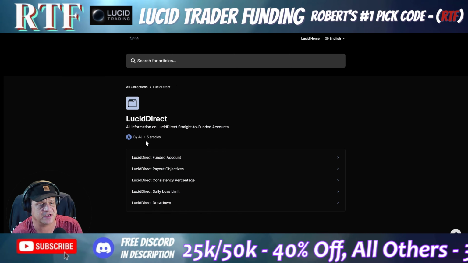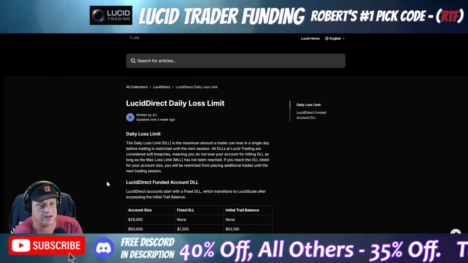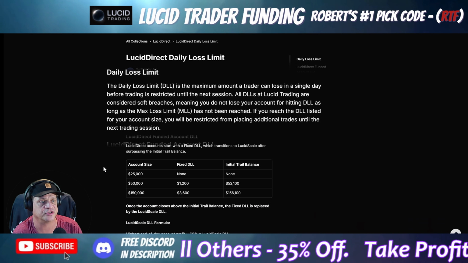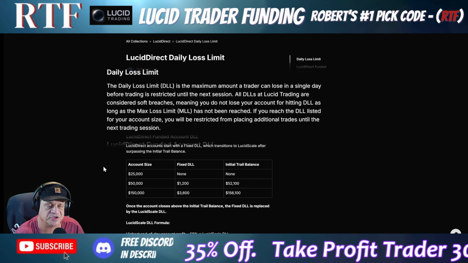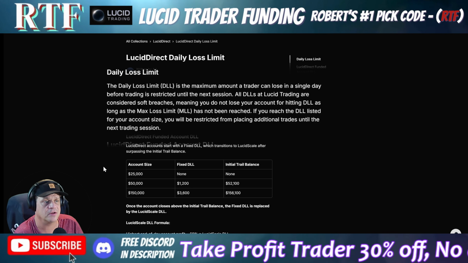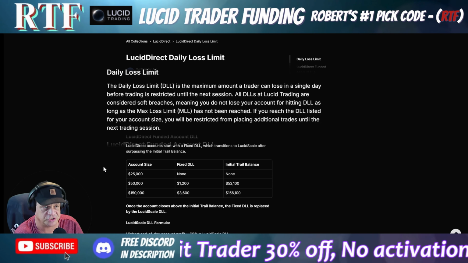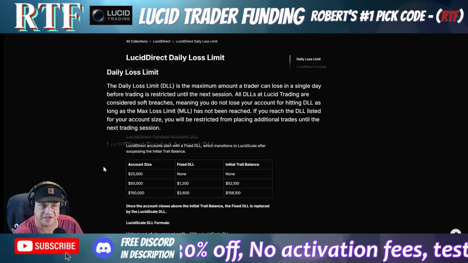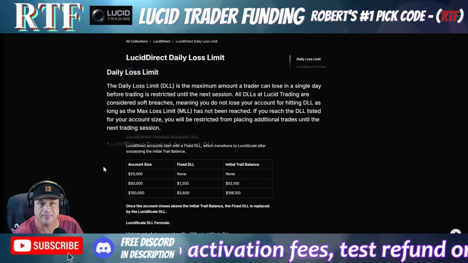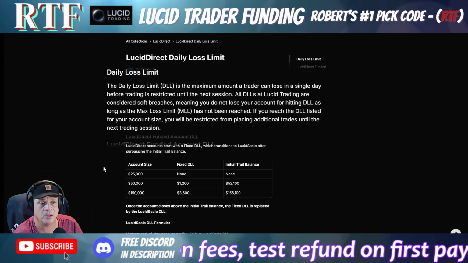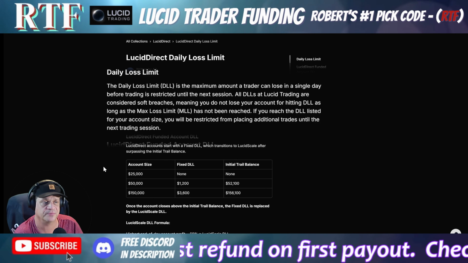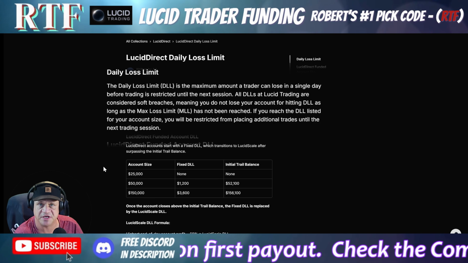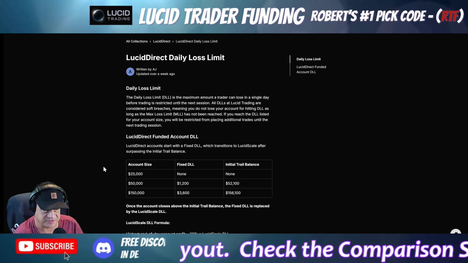And let's look at the next thing here, which is the daily loss limit. The daily loss limit is the maximum amount that a trader can lose in a single day before trading is restricted until the next session. All DLLs at Lucid are considered soft breaches, meaning you do not lose your account for hitting the DLL as long as the max loss limit has not been reached. If you reach the DLL listed for your account size, you will be restricted from placing additional trades until the next trading session.